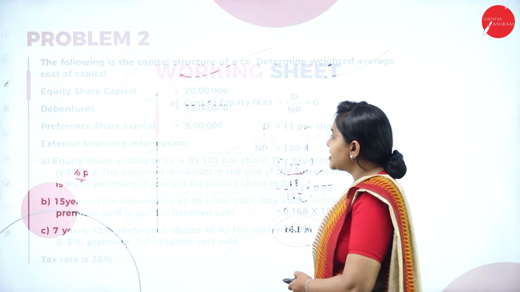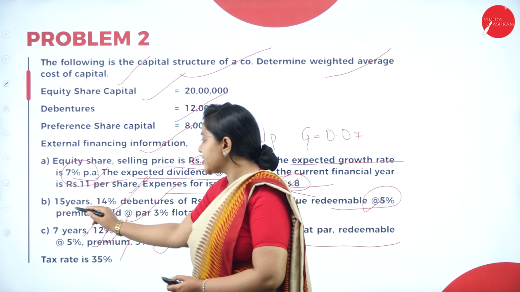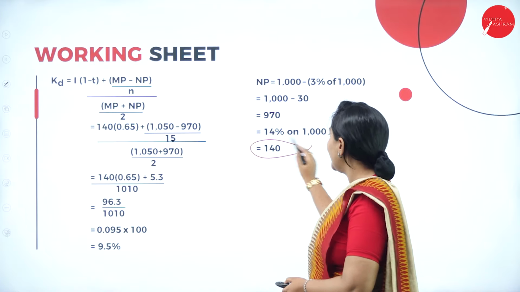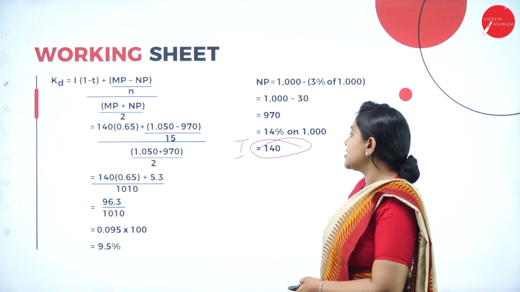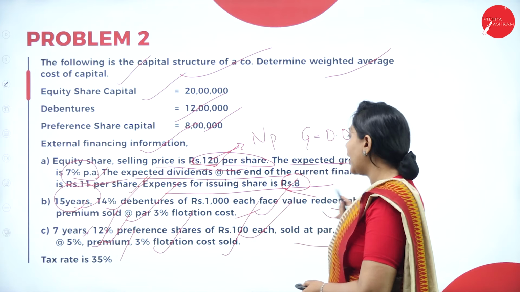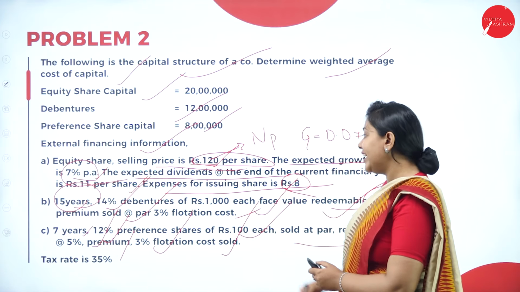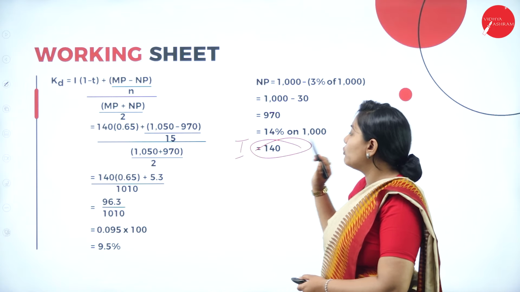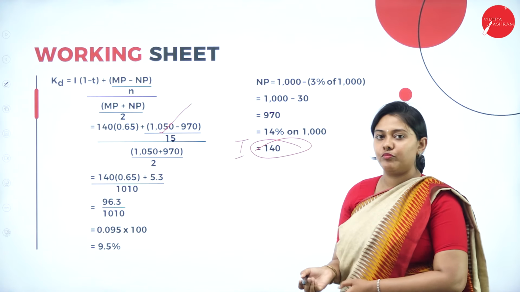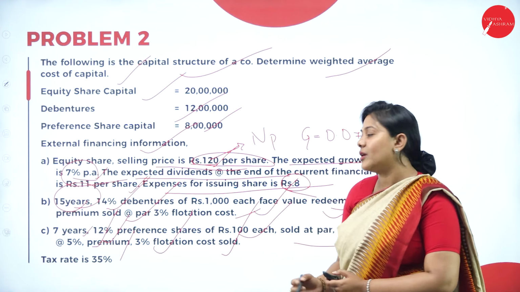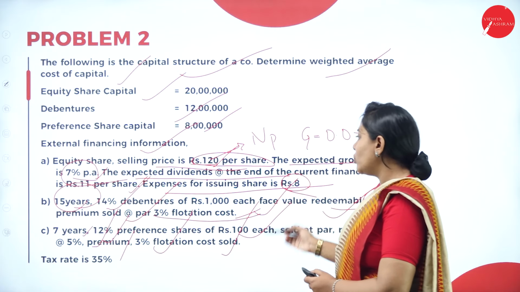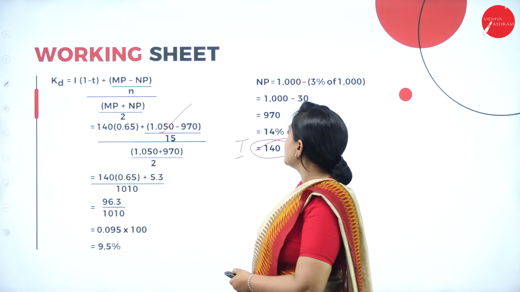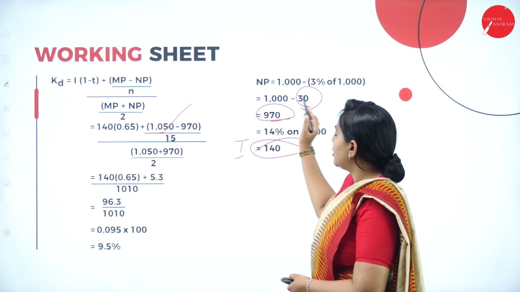Moving forward, next with respect to debenture, number of years is given. 15 years, 14% on 1000, it will be 140 rupees is the interest, and they have given the 5% premium. So when you are redeeming at 5% premium, that means 1000 plus 5%, it is 1050. That is the redeemable value, maturity value. Next, it is issued at par, 3% flotation cost. 1000 into 3%, it is 30 rupees. 970 will be the net proceeds.